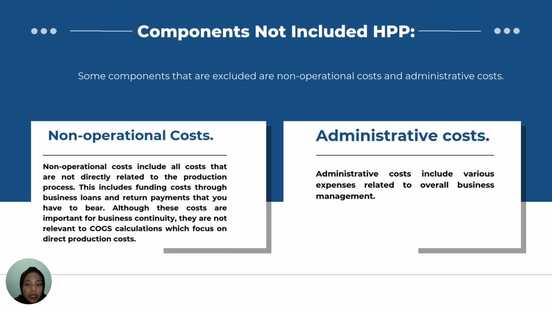Components not included in cost of goods sold. Once again, it is important to remember that in the process of calculating the cost of goods sold, not all elements involved in production activity are included in the calculation. Some components that are excluded are non-operational costs and administrative costs.